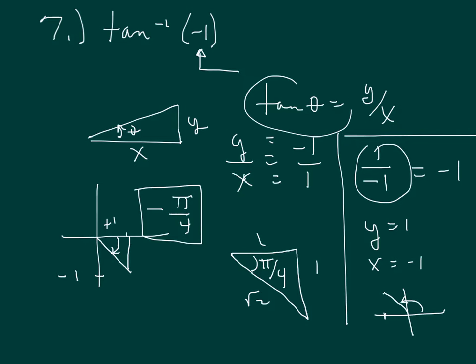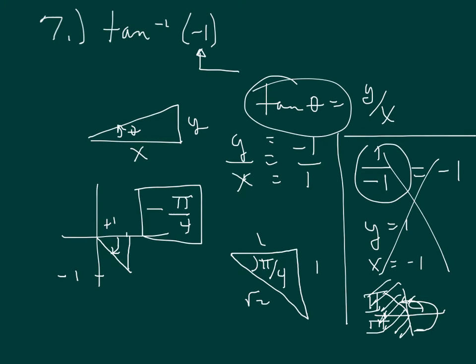Because the tangent function is only defined between minus pi over 2 and plus pi over 2. It is not defined for quadrants 2 or 3. So therefore, this would not be an acceptable solution because it does not appear from minus pi halves to plus pi halves.